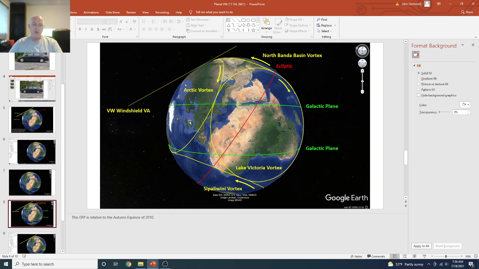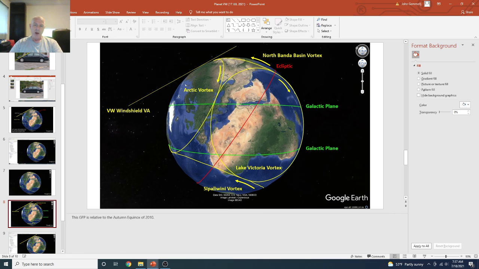So now we have the Arctic vortex, and the Arctic vortex has its rotation counter to the planetary rotation. And everybody knows what the planetary rotation is, which is prograde. The Arctic vortex is retrograde. And then you have the North Band of Basin vortex that's rotating clockwise. You have the Lake Victoria vortex that's rotating clockwise. Then you have the Sapaliwini vortex from the Sapaliwini forest in the Amazon, rotating counterclockwise. Those are the only primary vortices that are generally visible in this particular view.